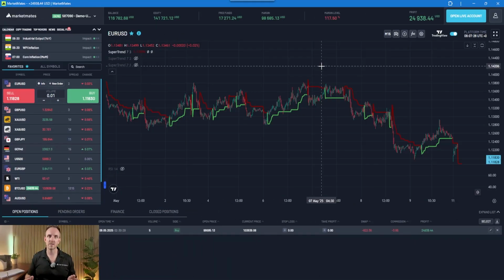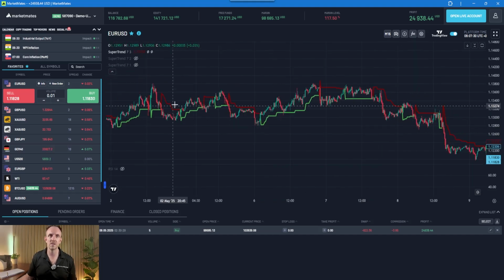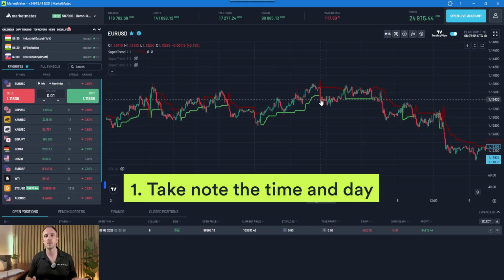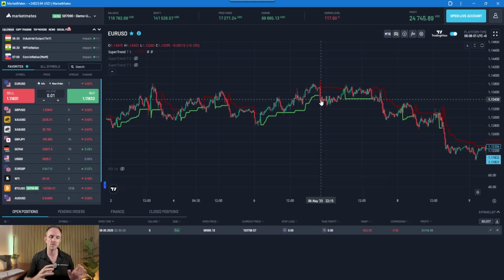So let me show you an example. You can see here on this chart of Euro USD that the SuperTrend during this period is changing direction constantly. There's no clear trend here. So there's a couple of things you can do. The first thing to do is take note of the time of day. So you don't want to be trading early morning or late in the trading day. You're going to get more sideways choppy conditions then.